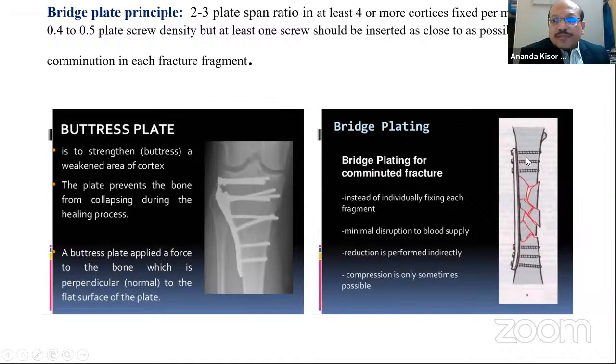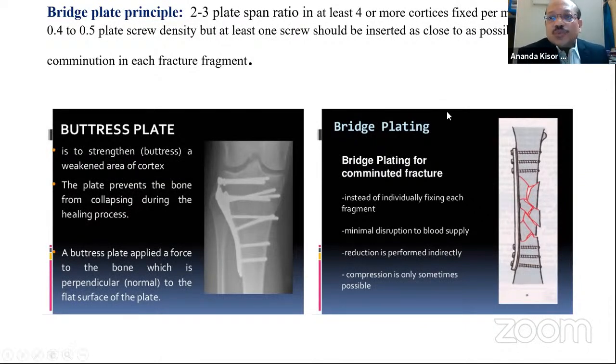Okay, now the bridge plate principle. That means the fracture zone is avoided. Screws are placed far away from this. But most important, what is the bridge plate? This is usually asked in the examination. Basically, it is a 2 to 3 plate span ratio. So you have to understand what plate span ratio is.